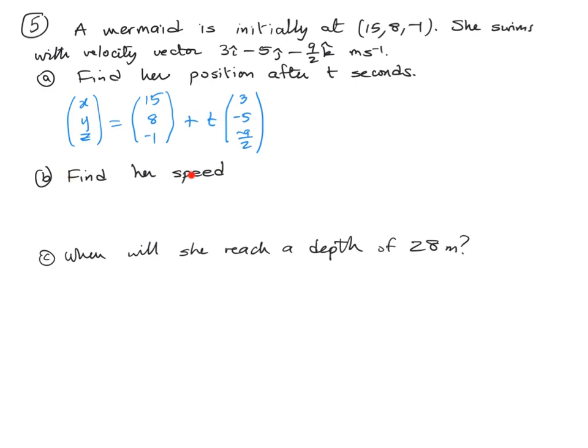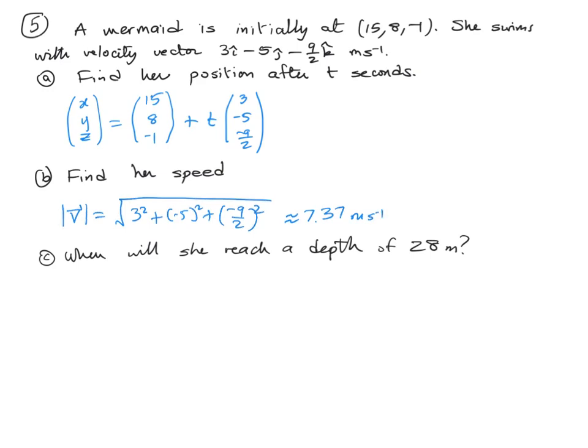So part B says find her speed. Well, speed is just the magnitude of velocity. So let's just do that. The magnitude of the velocity vector is going to be the square root of 3 squared plus negative 5 squared plus negative 9 halves squared. And after plugging that into the calculator and rounding it to 3 sig figs, you get approximately 7.37 meters per second.